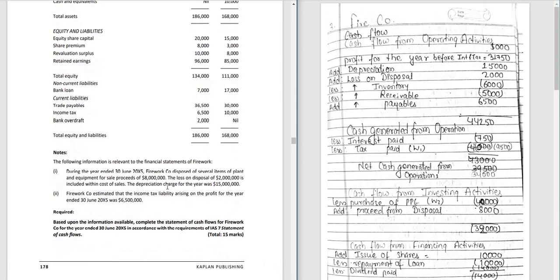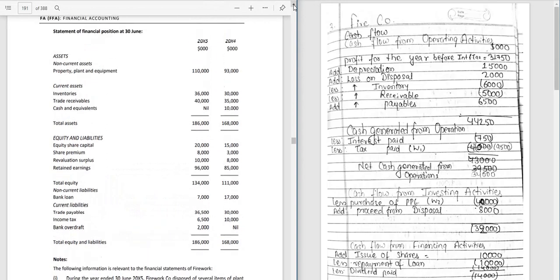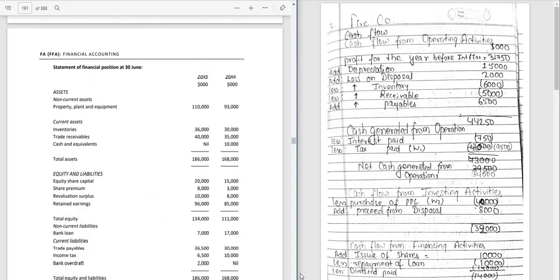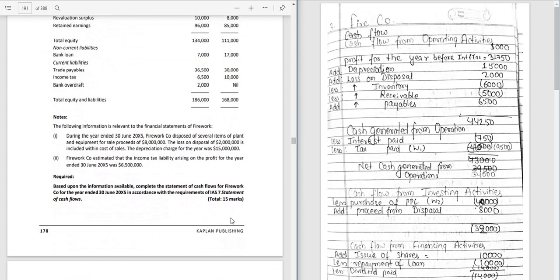Here the depreciation charge for the year was 15 million. Okay, so I have taken it in thousands, so I will put here 15,000, and we have to add the depreciation. Okay, next we have to adjust the loss on disposal. In the additional information, it is given that during the year ended 30 June 2005, Firework Company disposed of several items of plant and equipment for sale proceeds of 8 million. And the loss on disposal is also given, that is 2 million. So we will put here 2,000, because I have taken it in thousands.